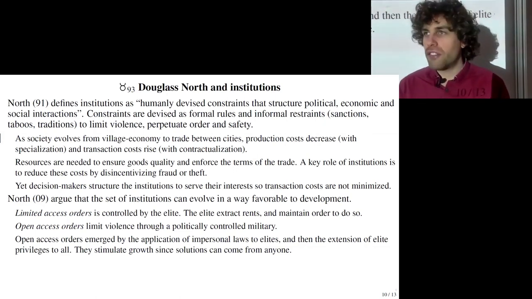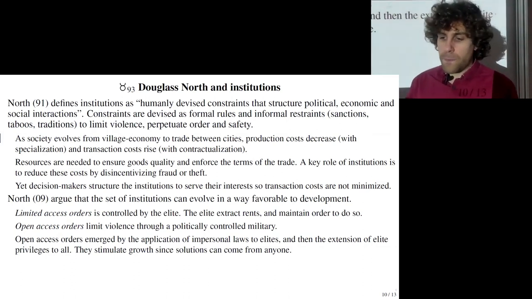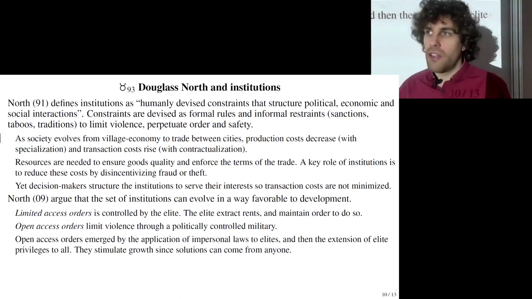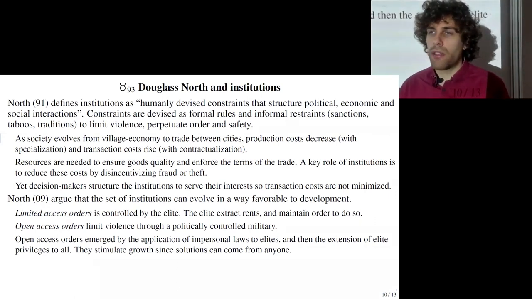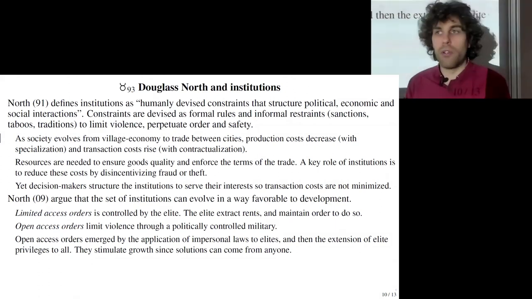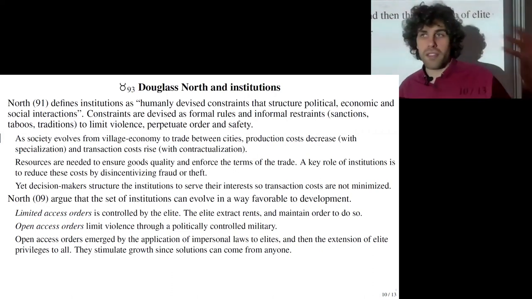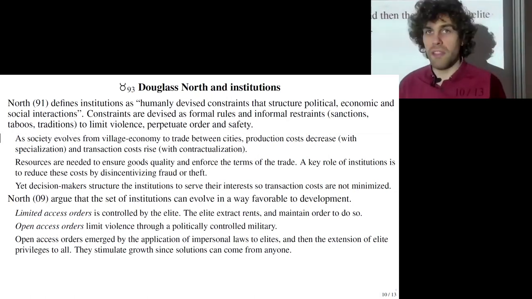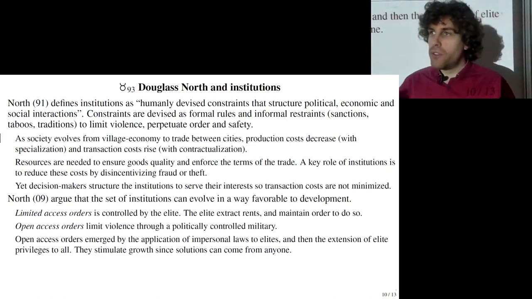The first one is the application of impersonal laws to elites. So, for example, in China, for centuries, you have the system of competitive exams, where the few people that could read, that were literate, were selected not because of their ancestors, but because of their performance, because they worked well, basically. So this is a way to reduce the amount of privilege within the elite.